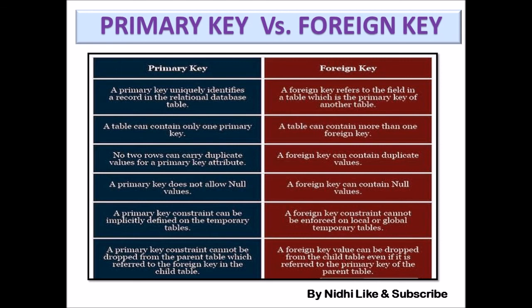A primary key constraint can be implicitly defined on a temporary table. Implicitly means automatically. And a foreign key constraint cannot be enforced on local, or you can remove this point, that is up to you. The last point is, a primary key constraint cannot be dropped from a parent table which is referred to by a foreign key in the child table. That means if we have two tables, we can't drop the primary key constraint from that particular table, and a foreign key can be dropped from the child table even if it references a primary key of another table. So foreign keys we can remove, but a primary key we cannot remove.